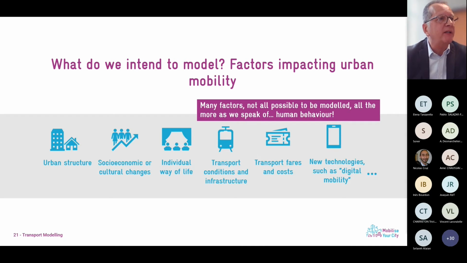So what do we intend to model? We need to model all factors, ideally, impacting urban mobility. And we saw already the different kind of factors that are again listed here. Many factors, and obviously not all possible to be modeled, because we speak of something quite complicated. It is human behavior. And it's probably much easier to forecast the way of how water would circulate in tubes in a city. But we speak of human behavior, and if we think of ourselves, how we choose the way we move in our city every day, and change from one day to another, we can see how it is complicated.